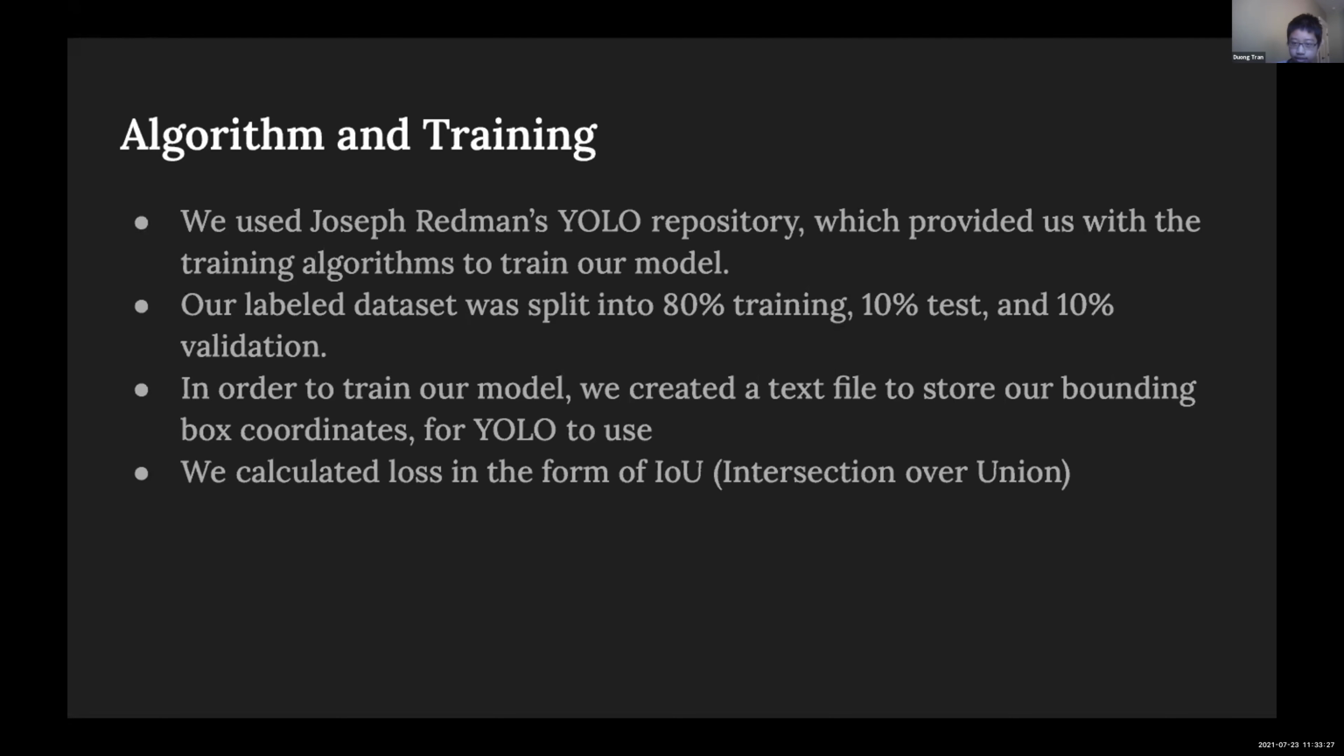And finally, during training, we have to calculate loss, which is basically how bad our model is. And so if our loss is really high, that means our model is very bad. And so we calculated loss in the form of IOU, or intersection over union. And so what that is when we're predicting, our model will draw a box around where it thinks the digit is. And IOU is basically how much of that box overlaps with the bounding box that we drew for that image.